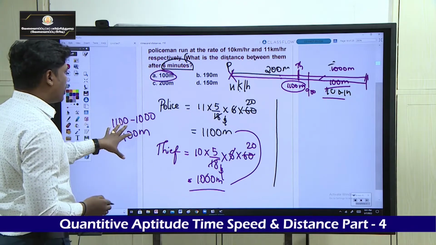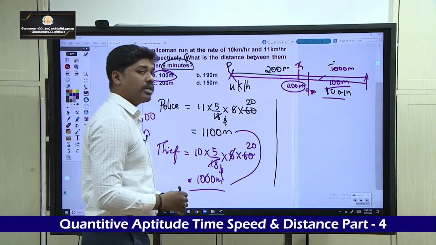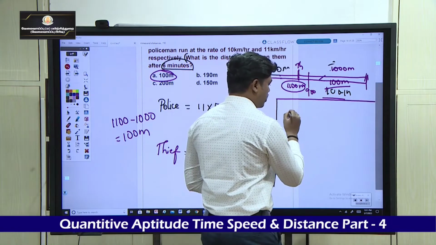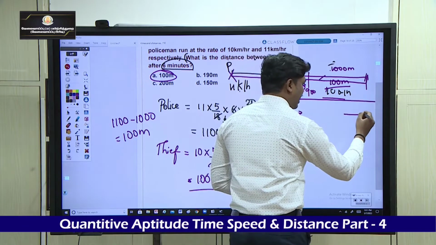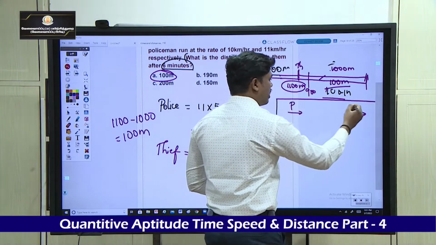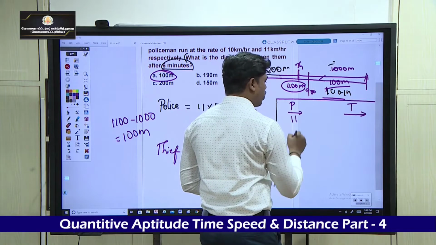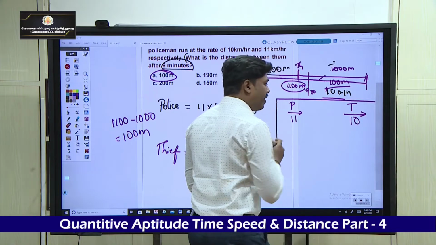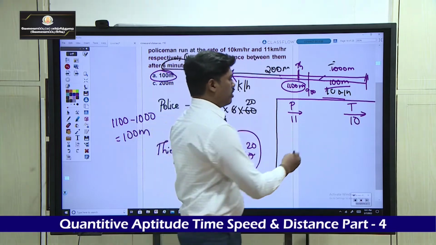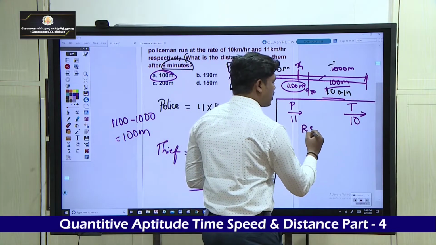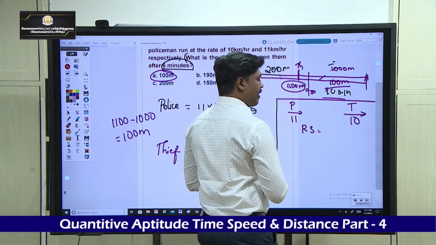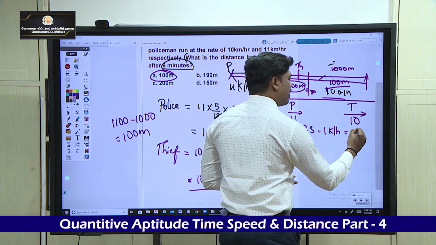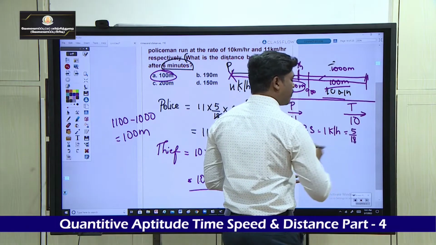Same question, how can we solve using relative speed? Two persons are moving in the same direction, police and thief. Police moving at 11 kilometer per hour, thief moving at 10 kilometer per hour. So they are moving in the same direction, so relative speed is the difference between them. 11 minus 10, 1 kilometer per hour. Convert into meter per second, which will be 5 by 18.